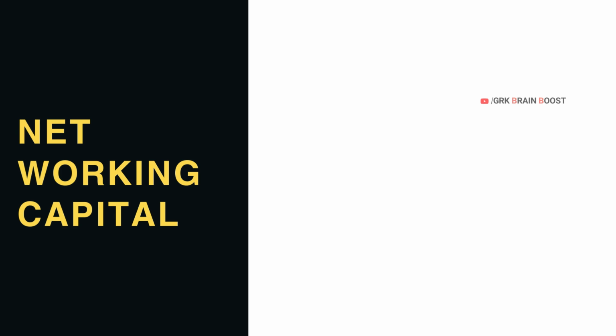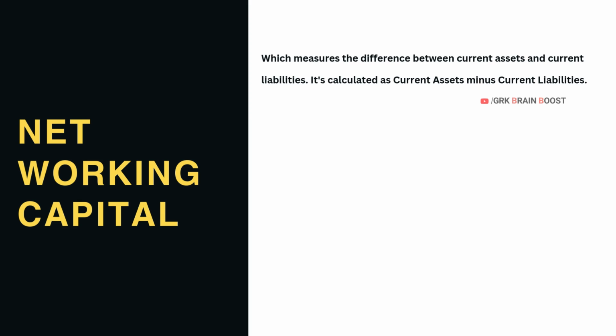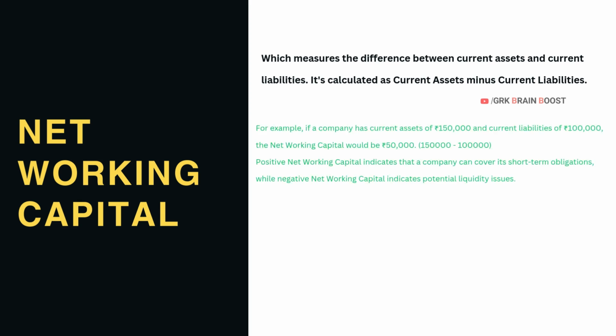And finally, we have net working capital, which means the difference between current assets and current liabilities. It is calculated as current assets minus current liabilities. For example, if a company has current assets of rupees 1,50,000 and current liabilities of rupees 1 lakh, the net working capital would be rupees 50,000. Positive net working capital indicates that a company can cover its short-term obligations, while negative net working capital indicates potential liquidity issues.